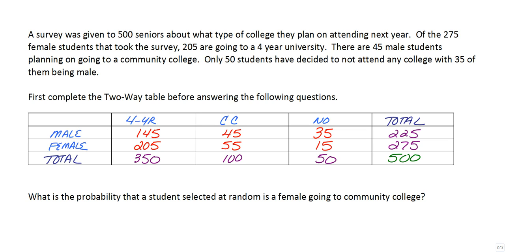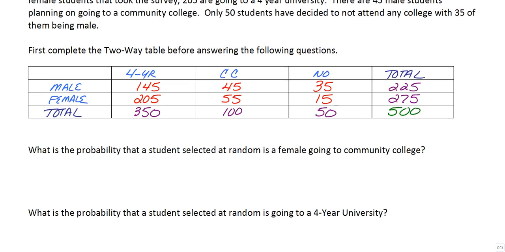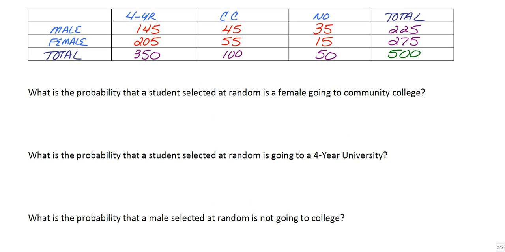Once your table is complete, you can start using it to find probabilities. So remember, we have to know the difference between what our total pool is. So what is the probability that a student selected at random, of course, but this is under our total amount of students, which is 500. And then we have this as a female that is going to a community college.